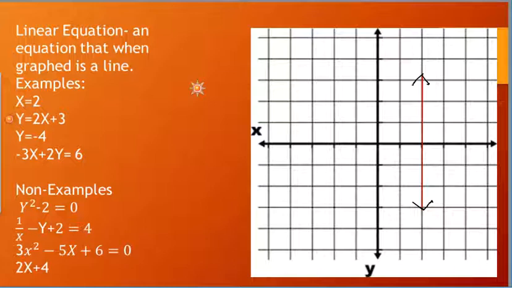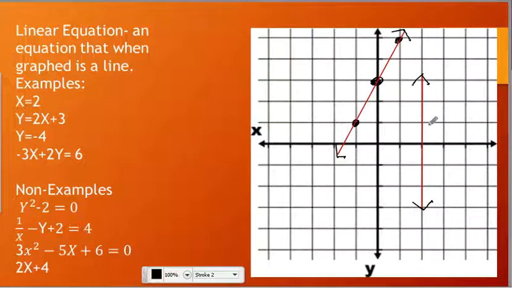Let's go ahead and look at the next one. y equals 2x plus 3. So this line crosses through the y-axis at 3, and its slope is up 2, right 1. Okay, so this is the line y equals 2x plus 3. And you can see that this line slants up and to the right. The next one, y equals negative 4. This line crosses through negative 4 on the y-axis. 1, 2, 3, 4. And it is a horizontal line.